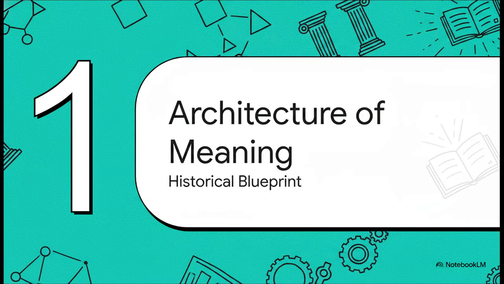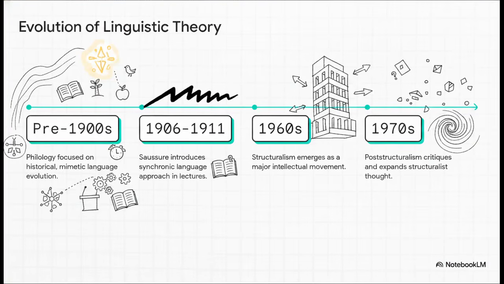All right, jumping right into section 1, the architecture of meaning. Before we can start building with these theoretical tools in your coursework, we really need to take a step back and trace the historical blueprint of literary theory. Prior to the 1900s, the absolute dominant way to study language was called philology. Basically, scholars traced how languages evolved over time. They assumed there was a direct mimetic relationship between words and the external world, meaning words were seen as magical symbols that directly represented real objects.